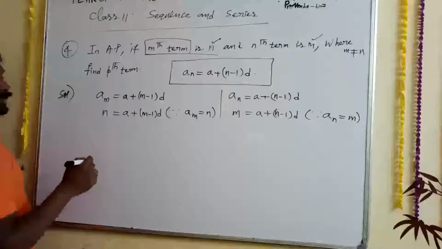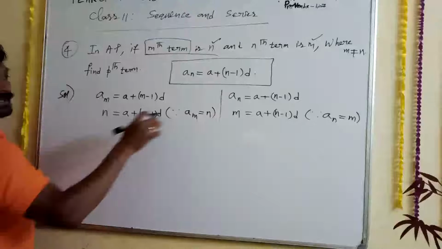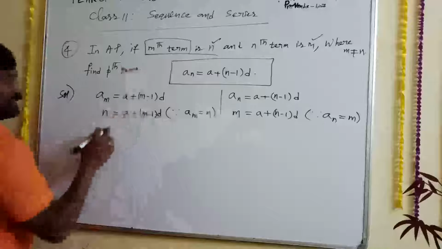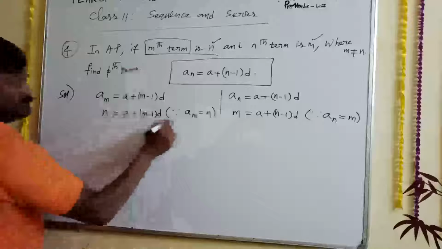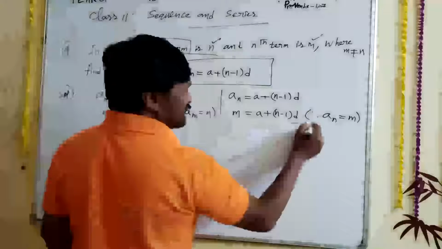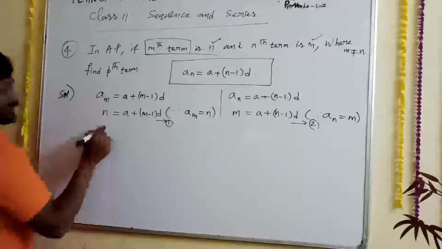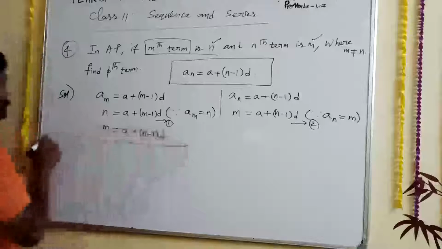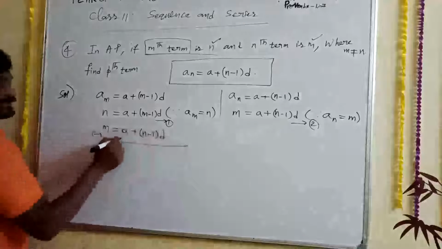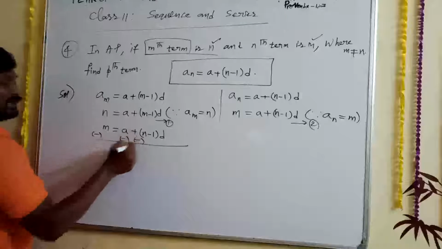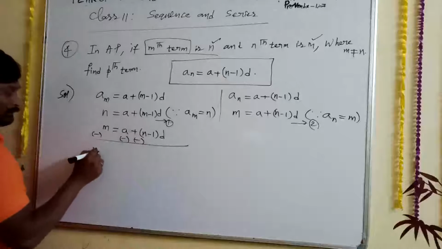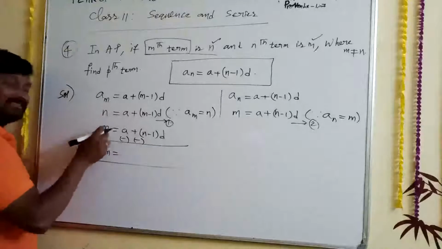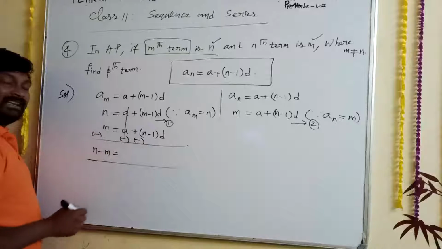For that purpose, what I am going to do is first I'll write this and next I'll write this. You can write any one, this or this. So I'm trying to write the first one here. This is your equation number 1. And this is your equation number 2. Let me write equation number 2 here: m is equal to a plus n minus 1 into d. Subtract both. Minus plus symbol so that minus, here plus symbol so that minus. So now n minus m is equal to, just I am doing subtraction, n minus m. Next, plus a minus a get cancelled.